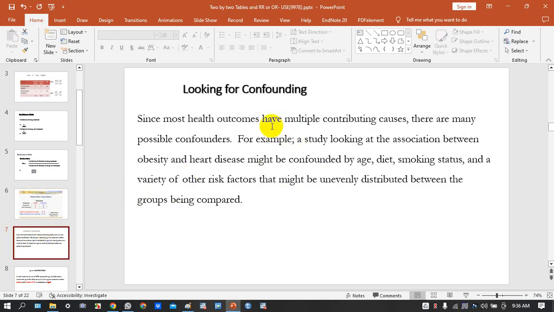So, looking for confounding. Since most health outcomes have multiple contributing causes, there are many possible confounders. For example, a study looking at the association between obesity and heart disease might be confounded by age, diet, smoking status, and a variety of other risk factors that might be unevenly distributed between the groups being compared. So we say that confounding variables like age, diet, smoking status, and other risk factors should be unevenly distributed among the cases and the controls.